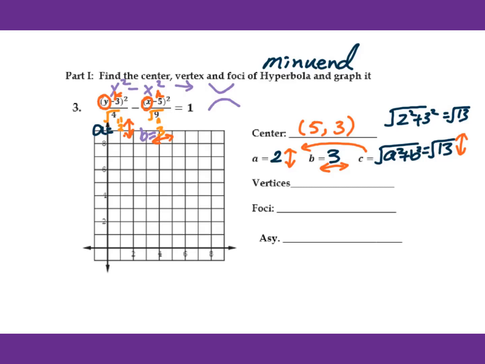Then we sketch the graph. Find the center (5, 3), it's here. Then go up 2, down 2. Then right 3, left 3. Then you need to draw a box using these 4 points.